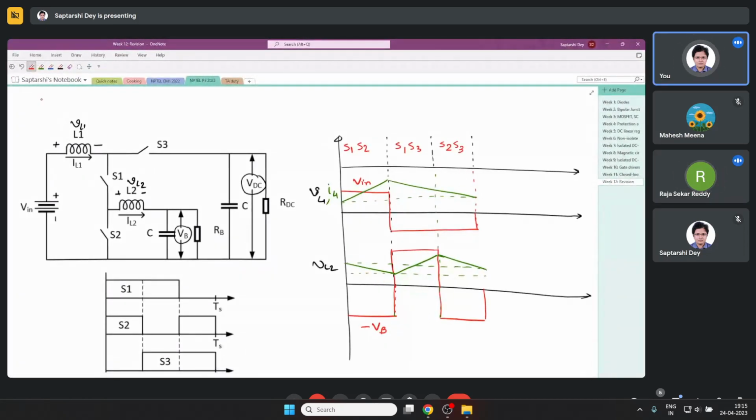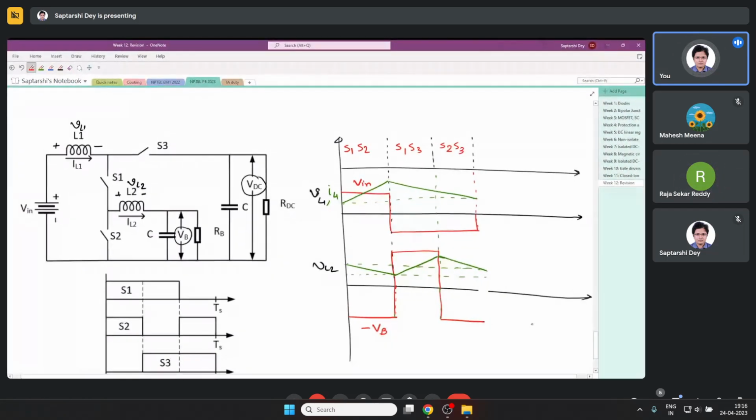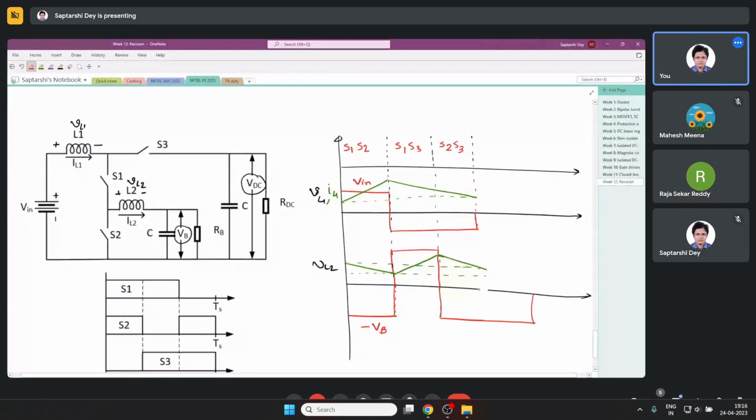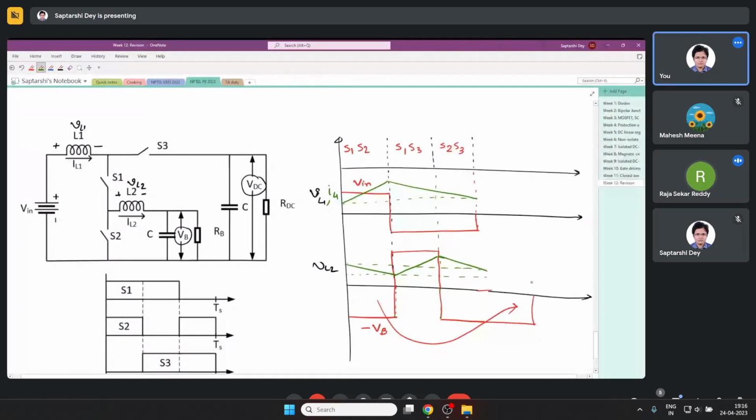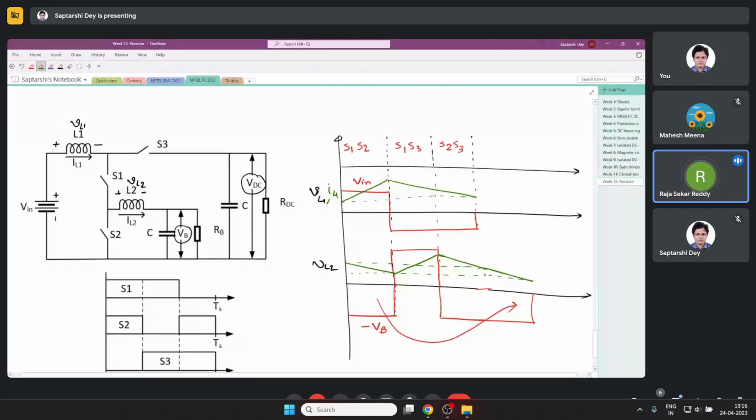Let me draw one more period. Minus VB plus something, this. Again comes the minus VB. So if I draw one more period, minus VB comes here also, no? This thing is repeated. So this whole time is when the current falls. Okay. You see? So this half is nothing but repetition of this.